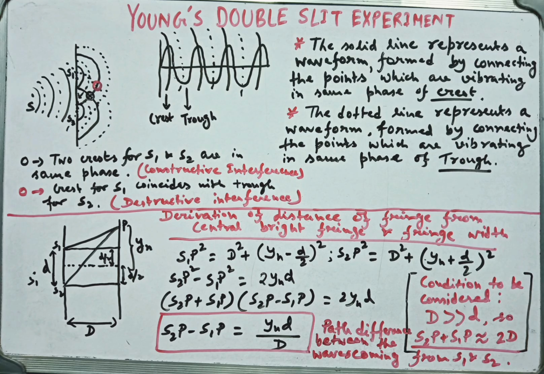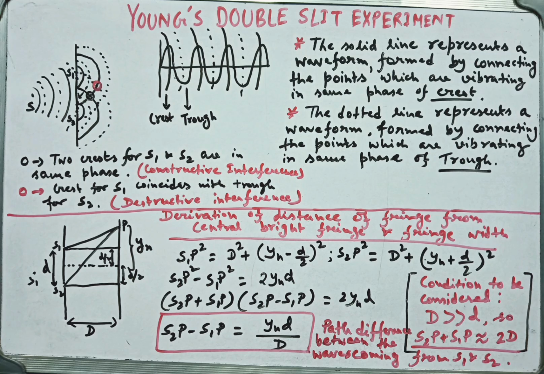And when a crest from S1 suppose coincides with a trough from S2, then destructive interference happens. Here it is represented by the red circle. Okay. So in the constructive region, the intensity will be very high, you will get the bright fringe, and in destructive interference you will get the dark fringe.